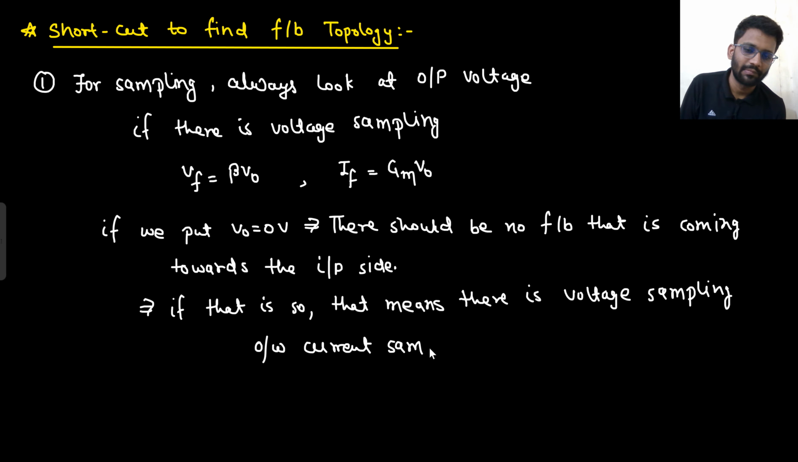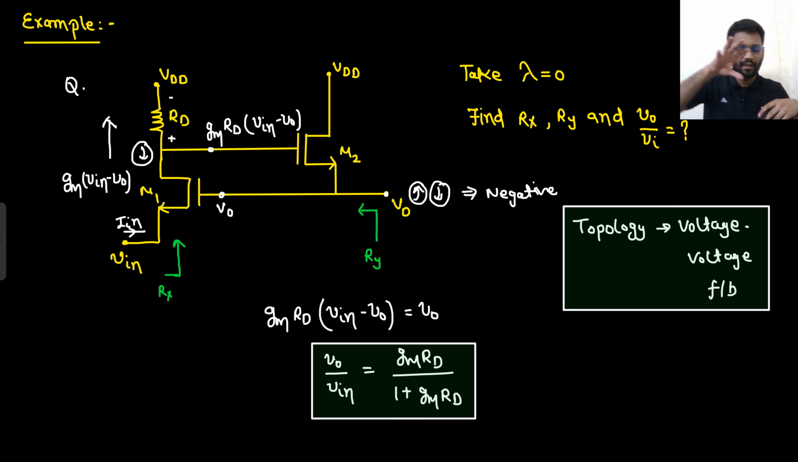Say yes or no. So if I am asked to determine the kind of feedback topology, what I will do is put V naught equals to 0. Then I will see if there is any feedback coming. If there is some feedback coming, that means there will be current sampling. If there is no feedback coming, that means there is voltage sampling. That's it. So here there is voltage sampling. Now what about mixing?